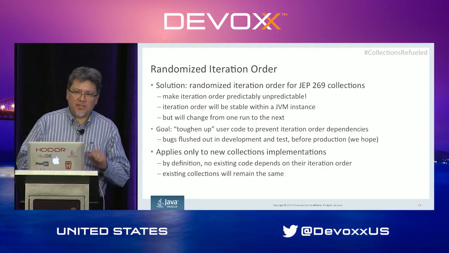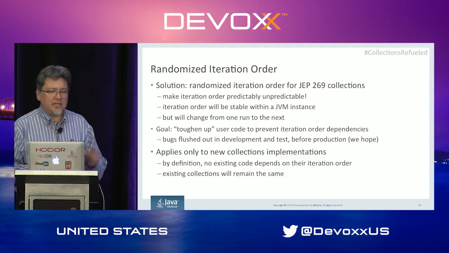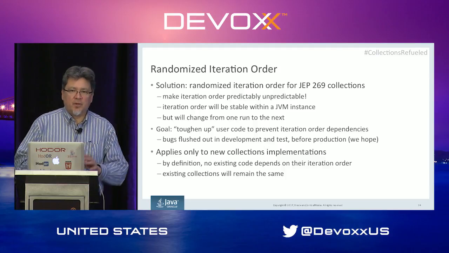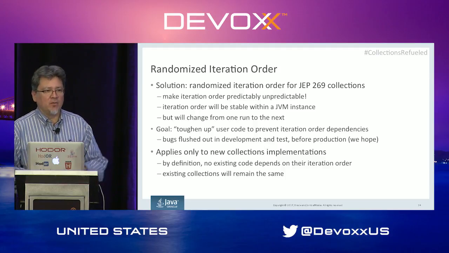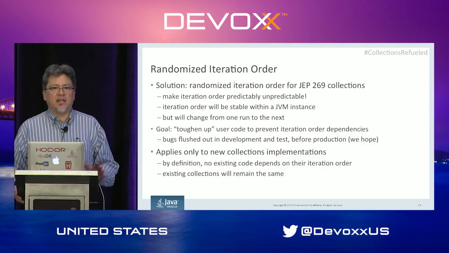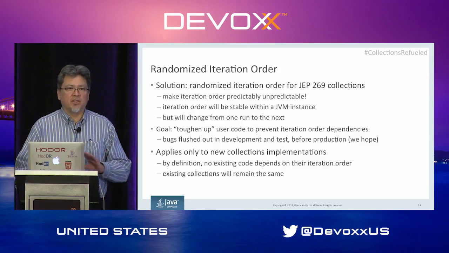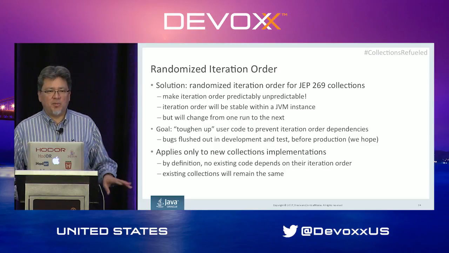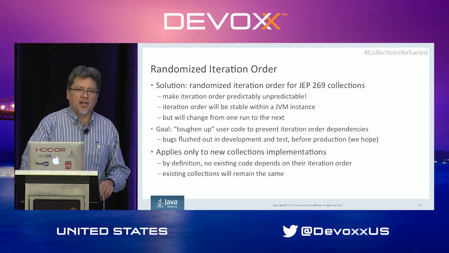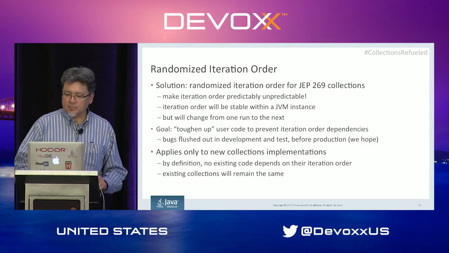So again, this applies only to the new collections returned by the new collections factory methods. The existing collections are going to stay the same. I think adding randomized iteration order to the existing collections is certainly not something we're going to do by default. Maybe there would be an opt-in thing for debugging purposes, but nothing more than that.